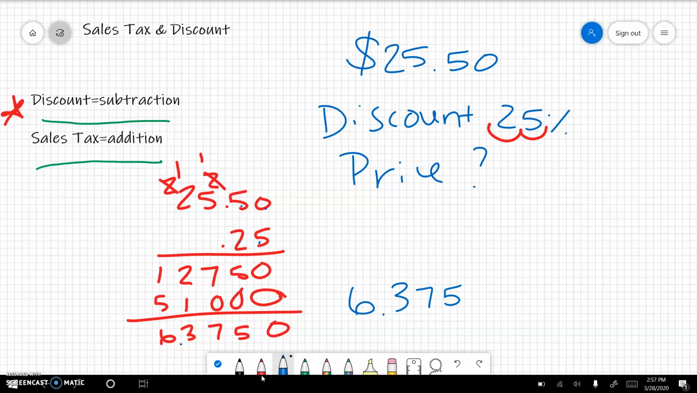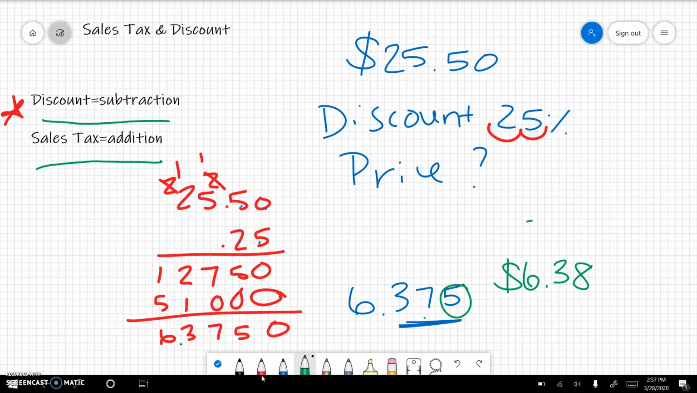Now, this is money. So I cannot have 3 spots. So I have to round. What does my 5 do to a 7? Well, 5 and above, give it a shove. So you should have $6.38. That is your discount. That was step 1. Multiplying is step 1. Now I need to do step 2, where you're still discounting, so it's still subtraction.